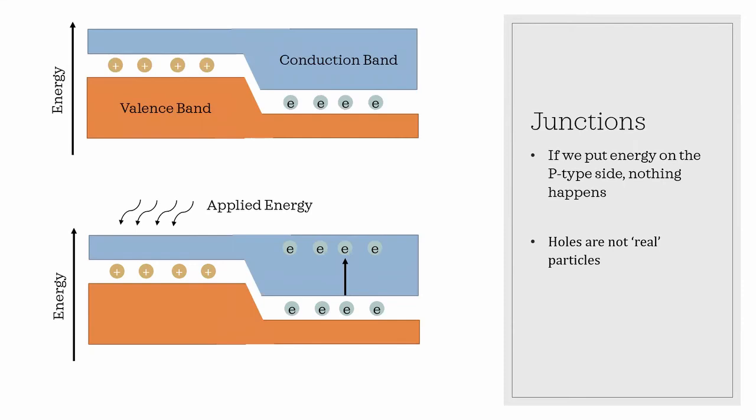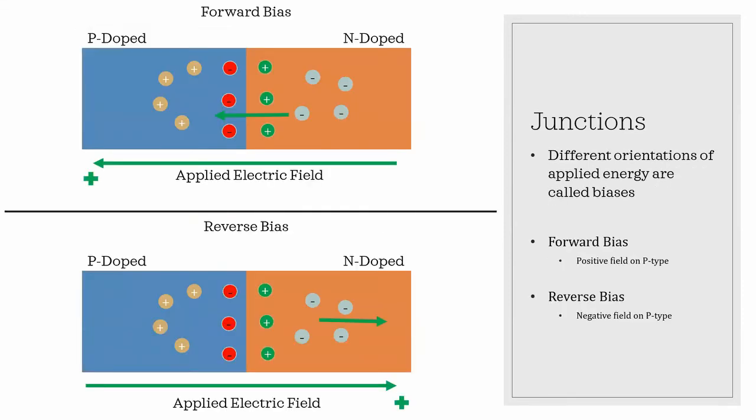However, if we apply energy to the p-type side, not too much happens. The electrons aren't trying to go the other way. They're trying to go to where they already are. So adding more energy there on the p-type doesn't do anything. And this gives rise to two kinds of operations as applied to this kind of junction. And we call these types of operation modes or operational biases.